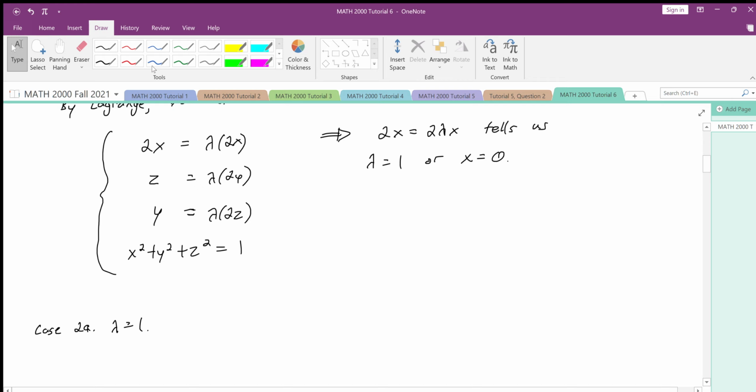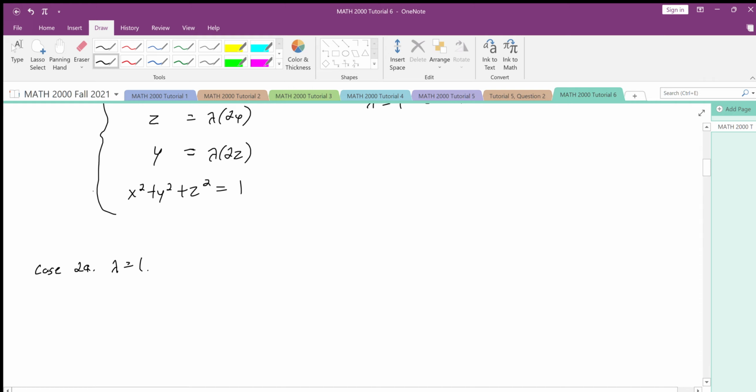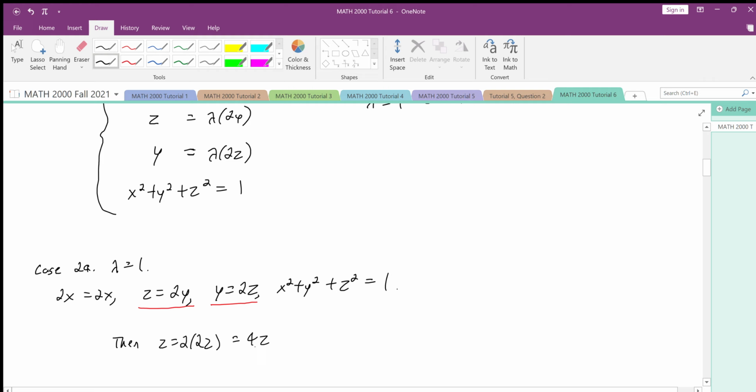Now I substitute 1 into 3 of the 4 constraints you see above. So what does that give me? It gives me this: 2x equals 2x, z is equal to 2y, y is equal to 2z, and x squared plus y squared plus z squared is equal to 1. Then we take this equation and this equation, and we look at what happens when we substitute them into each other. So then z is equal to 2y, and y is just 2z.